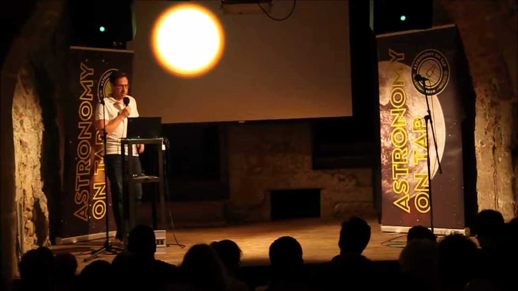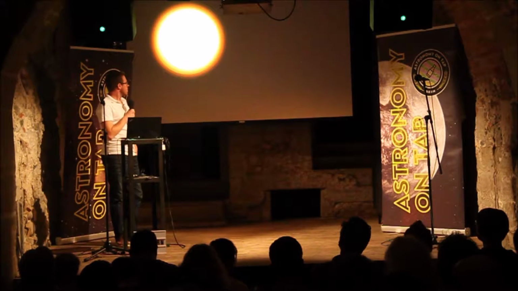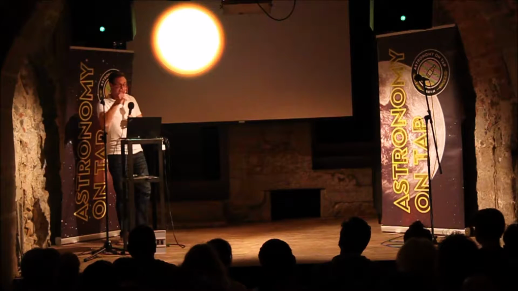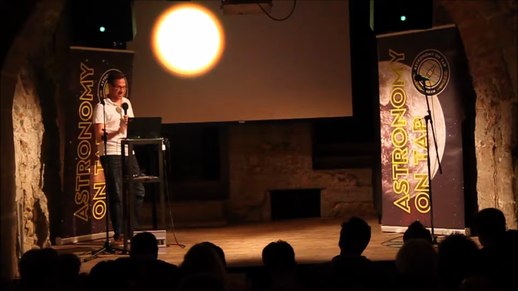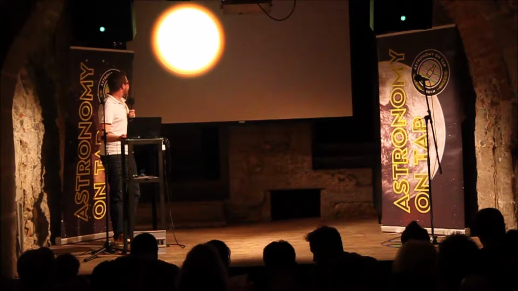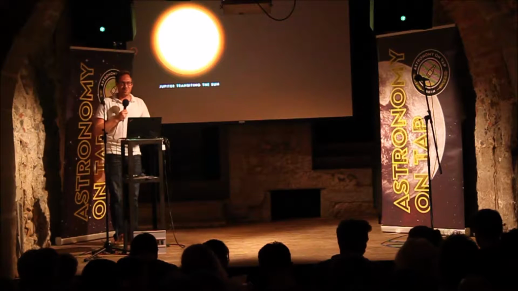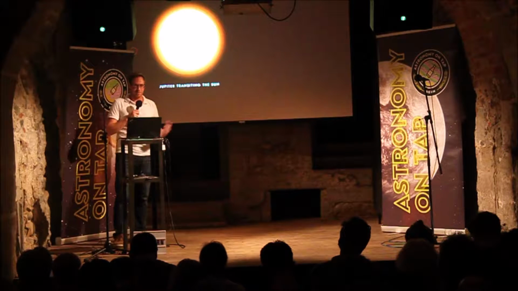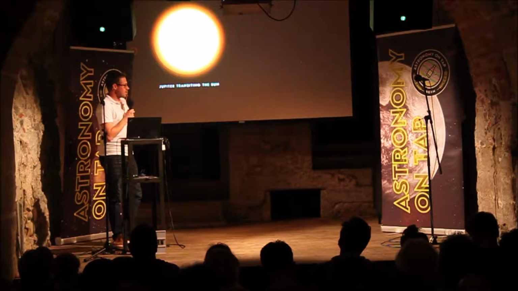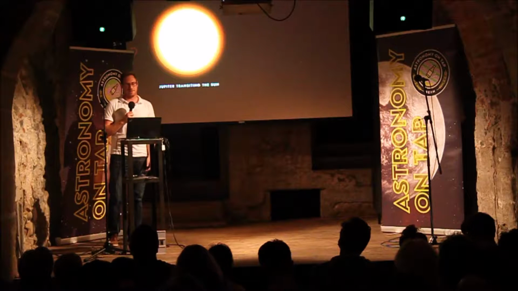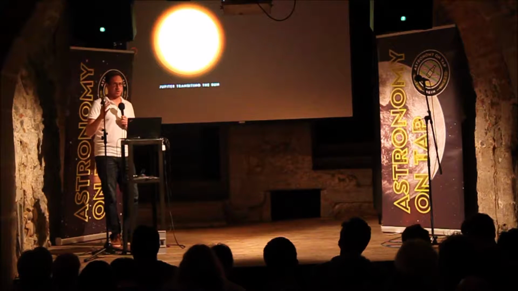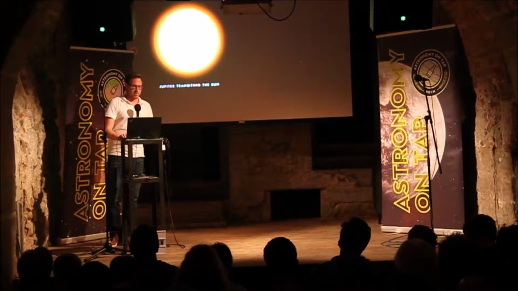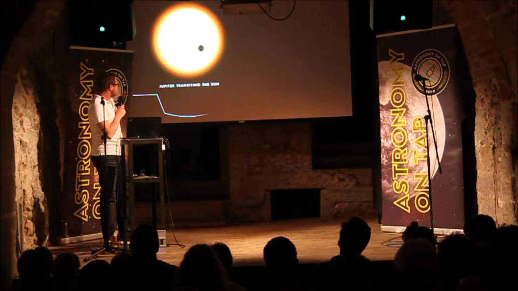So Trappist-1 is one star in the Milky Way, and the system was observed using the transit method. Those who were here last time heard about the transit method already, but I will explain it again. It's about those lucky occasions where we observe a star and the planet passes in front of it in our line of sight.